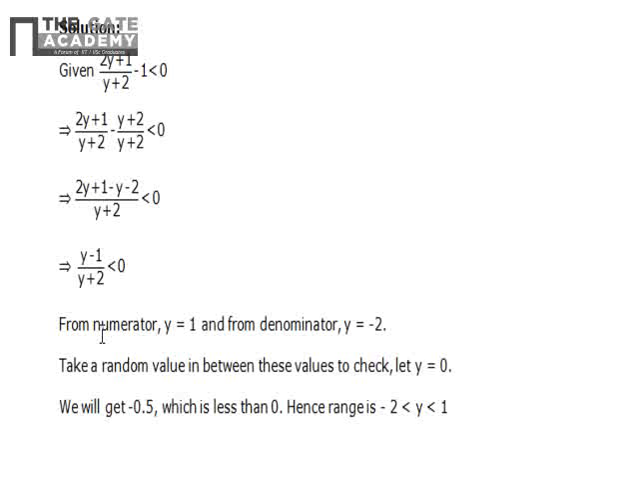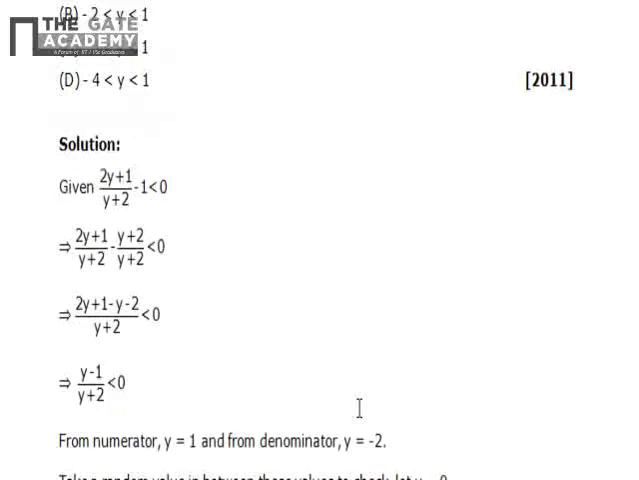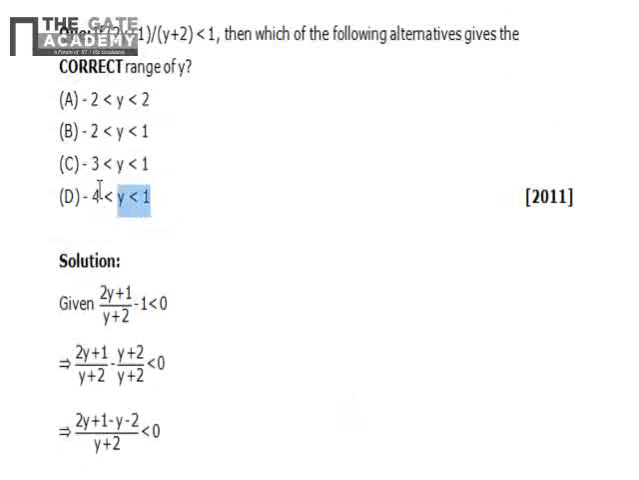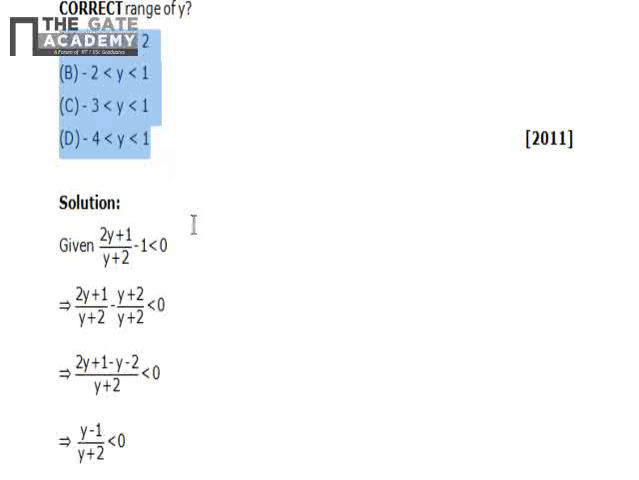So take a random value in between these values to check. Let y is equal to 0. We'll get minus 0.5, which is less than 0. Hence the range is minus 2 less than y less than 1, because we can take the random values from these options, and if we take such values, we know that the answer will become this.